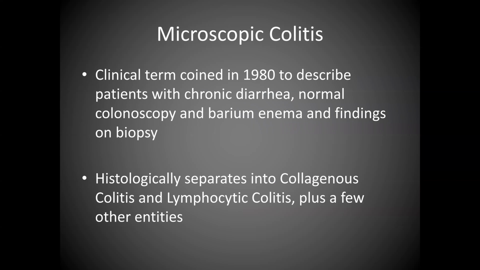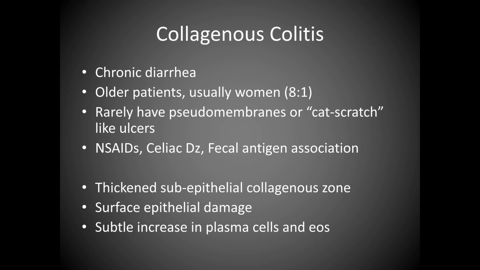So moving on to microscopic colitis, this is becoming a more frequently encountered disorder. This was first recognized and the term coined in 1980 in a group of patients who had chronic diarrhea and essentially a normal colonoscopy and barium enema. But histologically, they had some abnormalities, and these were separated into essentially collagenous type colitis versus lymphocytic colitis, and maybe some things in between. Collagenous colitis is associated with chronic diarrhea, usually in older women, and these patients do not have any sort of pseudomembranes or cat scratch type of ulcers.